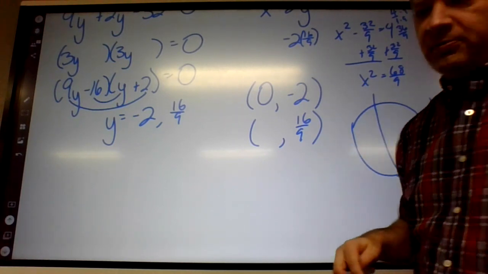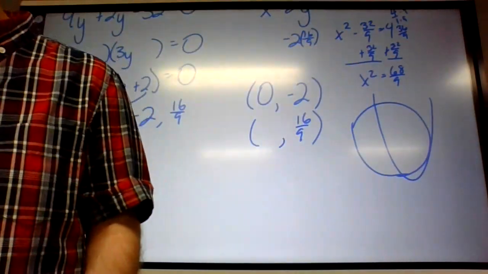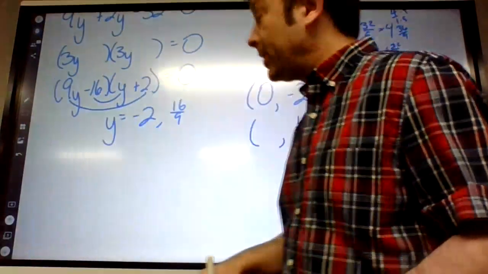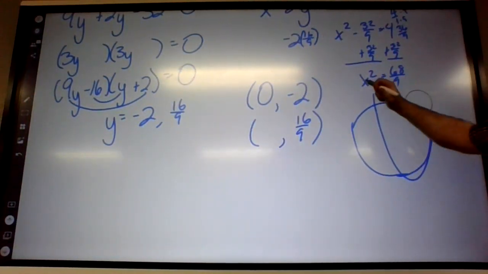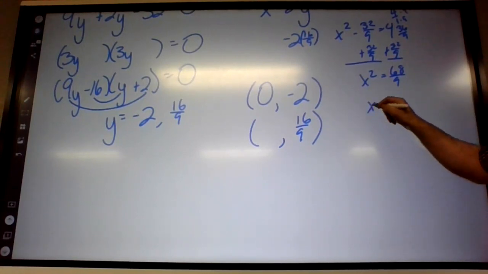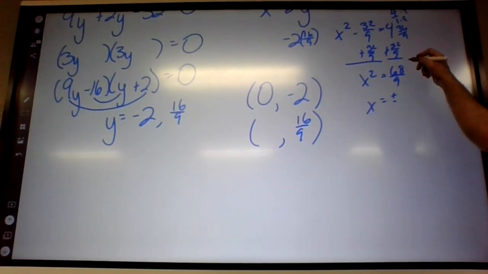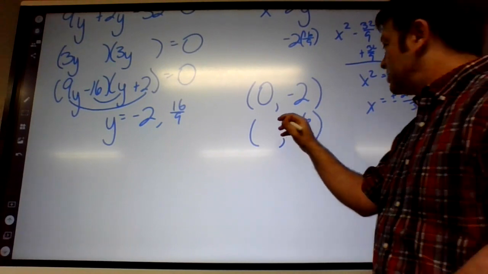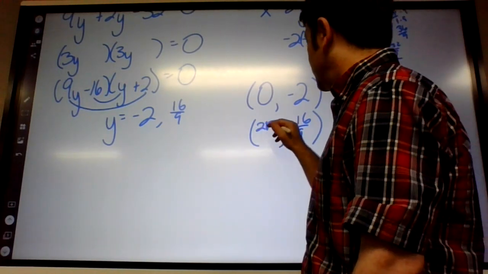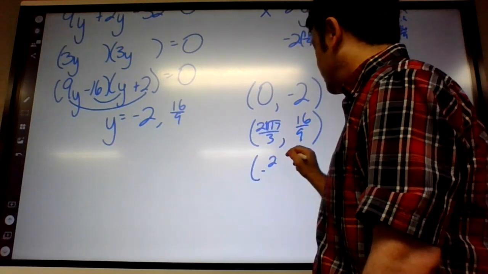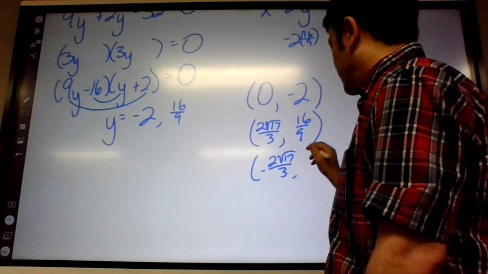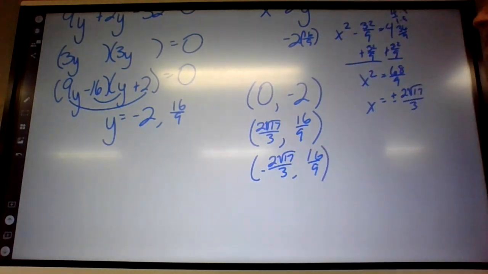Alright, let me make sure I did all my math right on that one. I did a lot in my head there. Yeah, that's right. Okay, so plus or minus, right? Yeah, when you square root this, it's plus or minus. The square root of 68 is like 2 square root of 17, and the square root of 9 is 3. So it's 2 square root of 17 over 3 and negative 2 square root of 17 over 3. Yeah, that one was challenging.